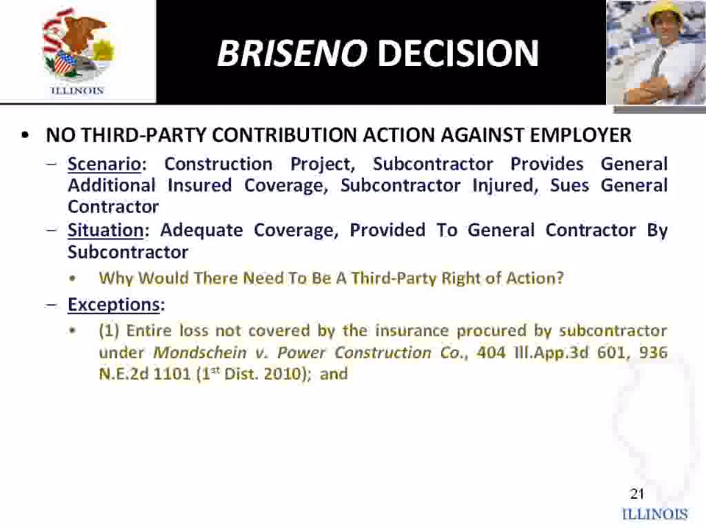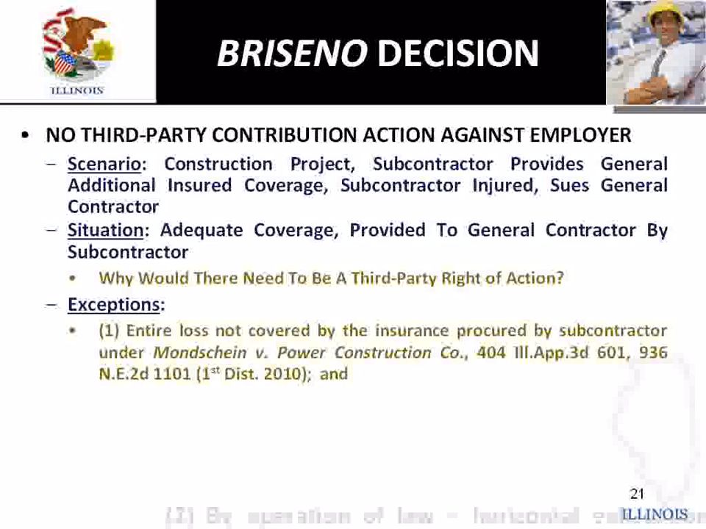In the Monshine case, which is on your screen, if it's $300,000 of exposure, and this is on the EL policy, let's say the employer is determined to be 50% responsible. Monshine says you do 50% of the $300,000, so the exposure would be $150,000.